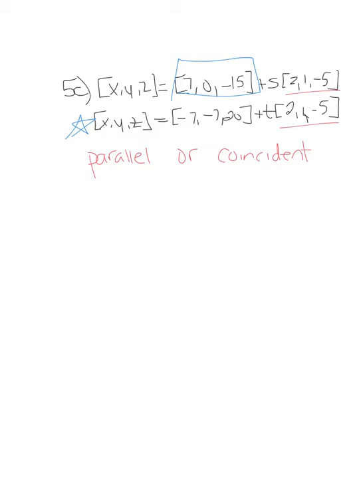So in order to do that, I am going to turn the second equation into parametric equations. I think it's a little bit easier to visualize that way. So x is equal to negative 7 plus 2t, y is equal to negative 7 plus 1t, and z is equal to 20 minus 5t.